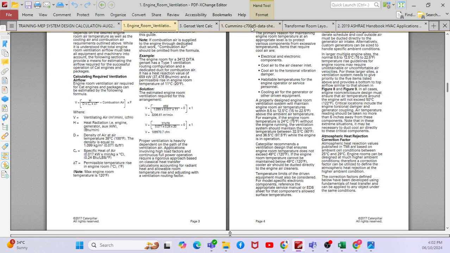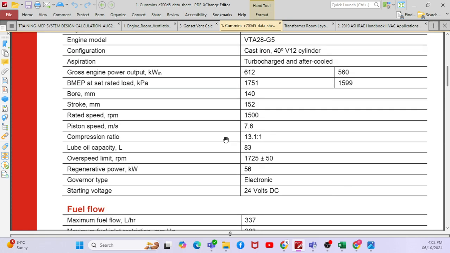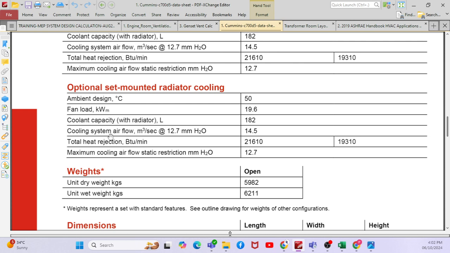But if you go to the manufacturer, they will give you directly what is the airflow required for the cooling purpose. Say for example, you have a cooling system. What is the maximum temperature? What is the maximum airflow rate required? 14.5 meter cube per second. So this is the required airflow rate to cool the radiator.